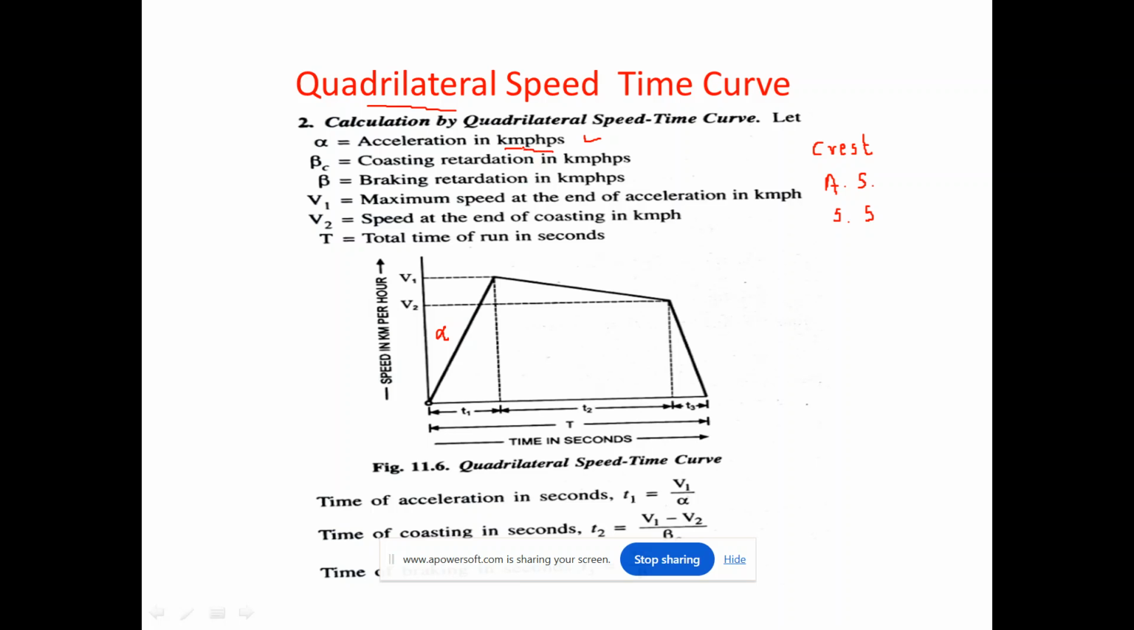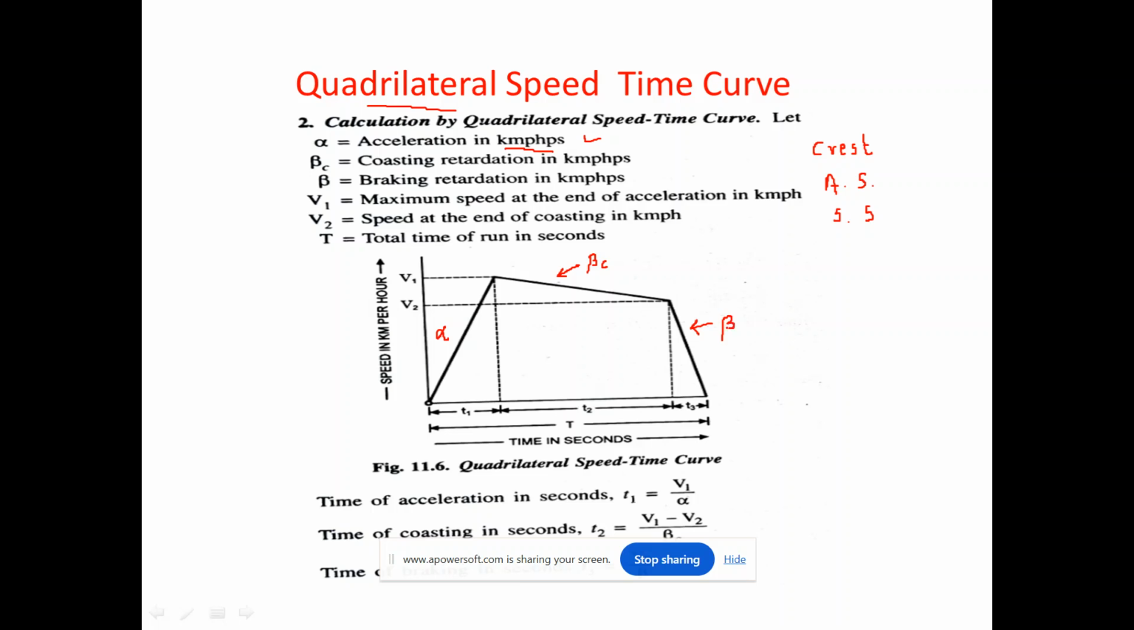Speed is in kilometer per hour, and because the time we are taking in seconds, the slope unit becomes kilometer per hour per second. Then the coasting retardation. This is the coasting phase, and here it is beta c. And this is the braking phase, and here the retardation is beta.